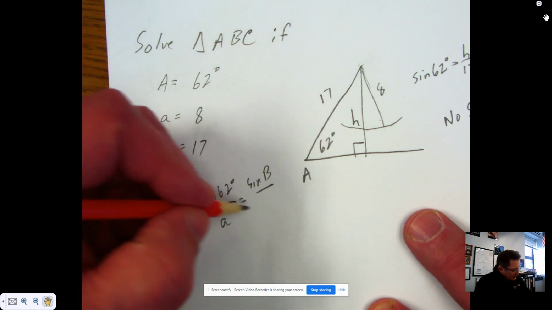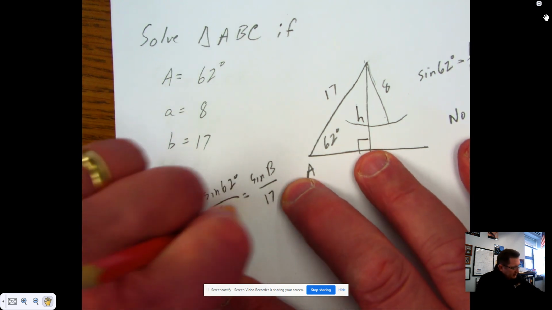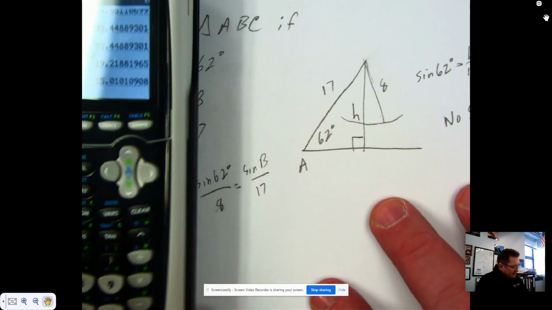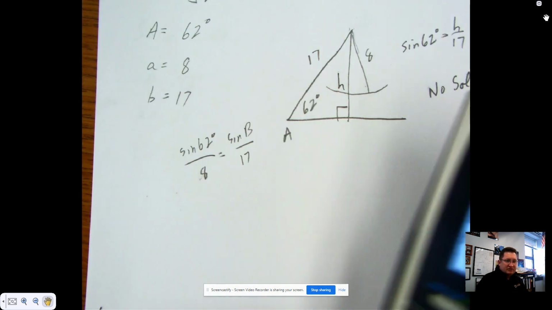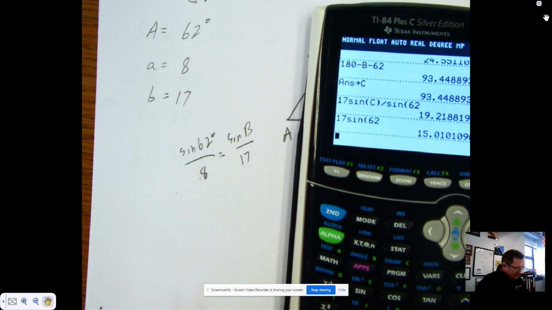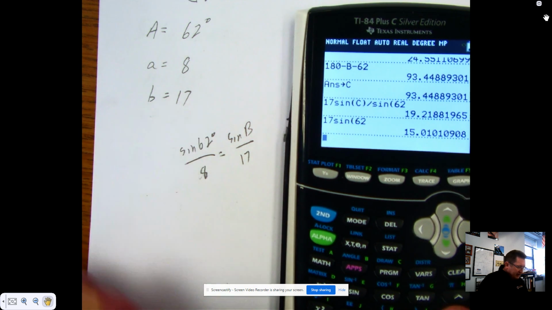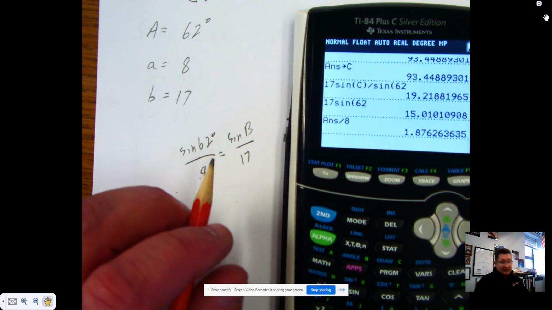Now, what you would find is that you would try to set up this proportion, and I'll change that A to an 8. And then you would think, all right, sine of B is 17 times the sine of 62 divided by 8, right? And so if I took 17 times the sine of 62, which I just did actually, and then divided it by 8, you'll notice that it's above 1. And maybe then you would think, well, that's impossible to have the sine of an angle above 1, but maybe you hadn't had that thought.